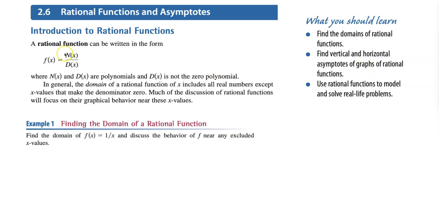So a rational function is when you put a polynomial over a non-zero polynomial. Like this. So that's a rational function. It's just a function with a polynomial over a polynomial. We call that a rational function.